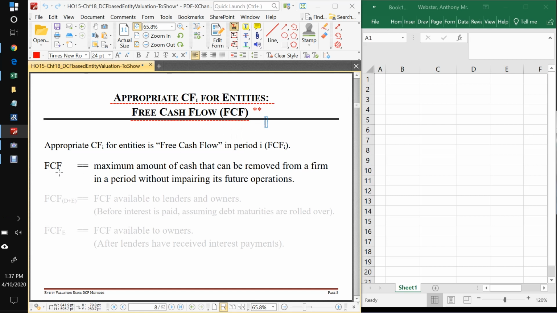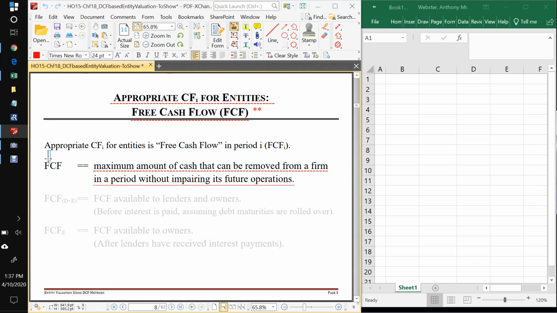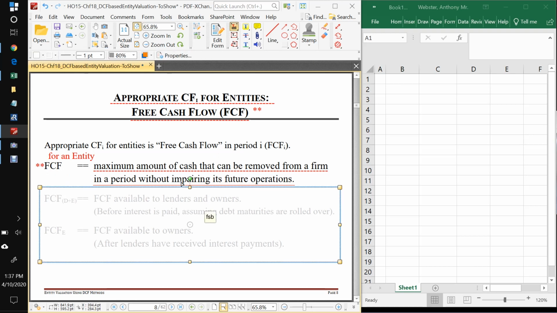Okay, and the definition of free cash flow for an entity is the maximum amount of cash we can remove from the firm in a period without impairing its future operations. So this is FCF for an entity. That's the definition. This is an important one to know. And now we've got to think about, what does this mean if we're valuing the firm for all stakeholders, and what does it mean if we're valuing the firm for just owners?